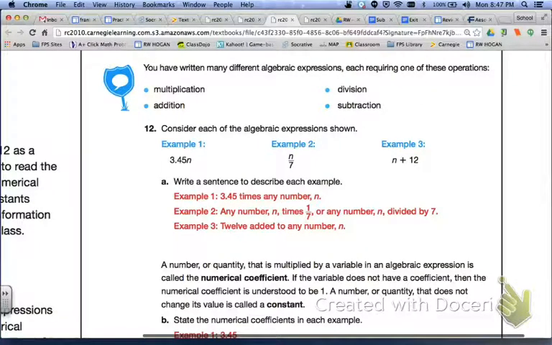For example 1, 3.45 times any number, which is n. Example 2, any number n times 1/7, or any number n divided by 7. Remember, dividing is the same as multiplying by the reciprocal, so that's why we can also read that as any number n times 1/7. Example 3, 12 added to any number n.